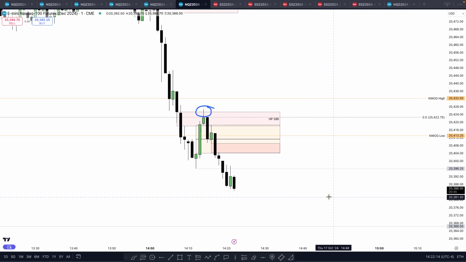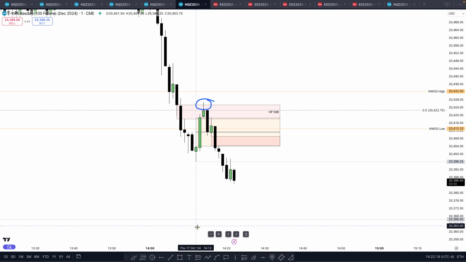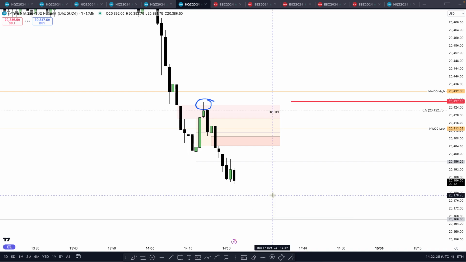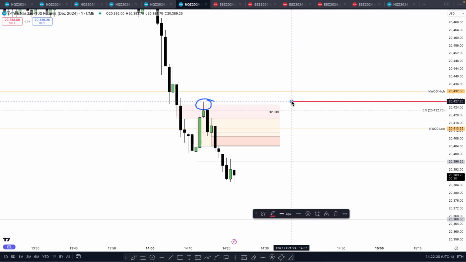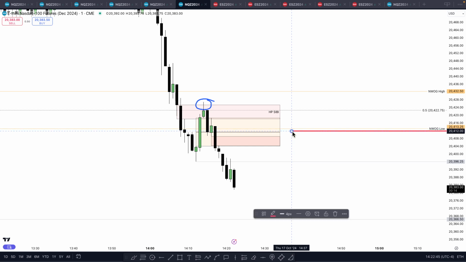Okay, so if I was to trail my stop now, really the safest, if you're looking for low of day or London low, let's put this on the chart. Let's say this is my trailed stop loss. If you don't want to, since we're down here at 20,386 and this high is 20,427, you can move it down to the high of this inversion. If you want to be a little tighter, you can put it above C of the inversion.